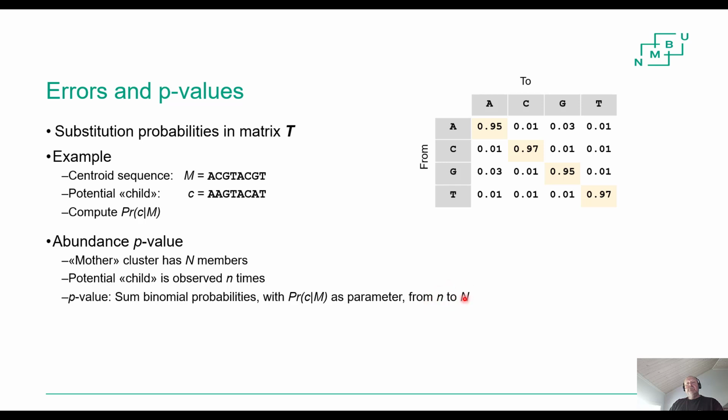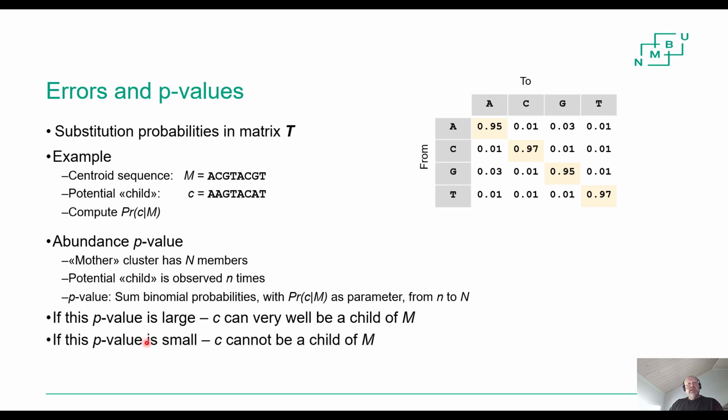We can dig a little bit into this if you like in our Thursday or Friday sessions. But that's what I will tell you about it for now. If this p-value is large, then we can say that this read here, C, can very well be a child of M and should belong to this cluster. If the p-value is small, it cannot be a child of this M anymore.